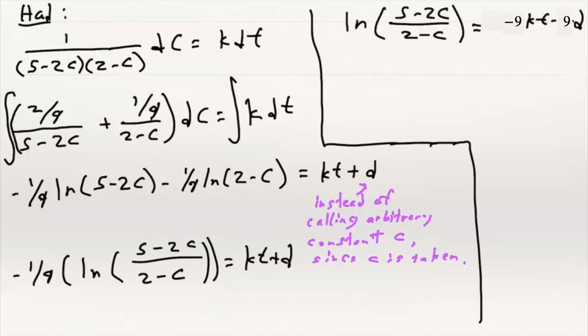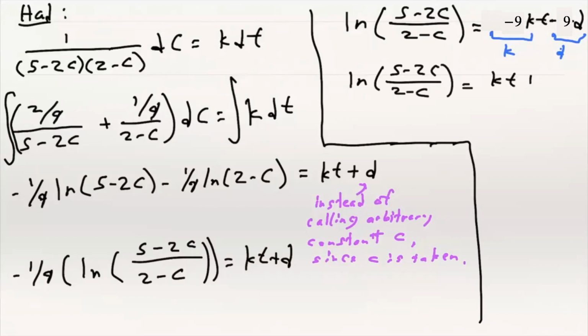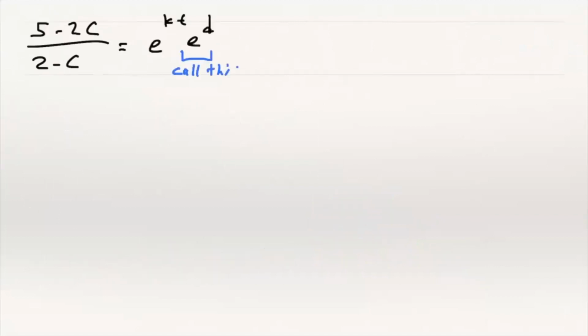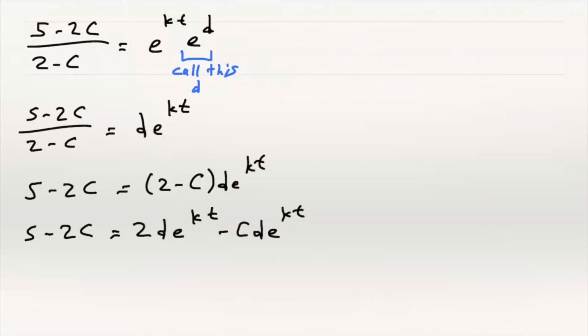And we can do our usual renaming. We'll just rename that to k, rename this to d. And we have kt plus d, and then we can take e to the power of both sides. Rename again. And we have (5 minus 2c) over (2 minus c) is d e^(kt). And distribute.